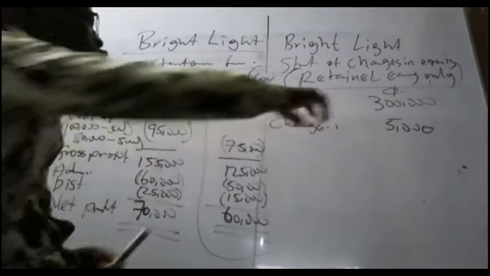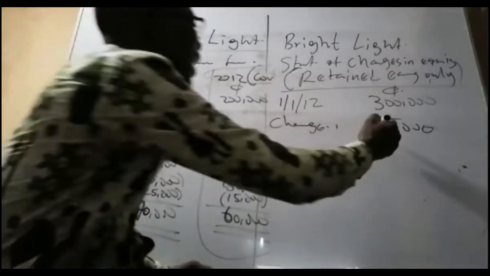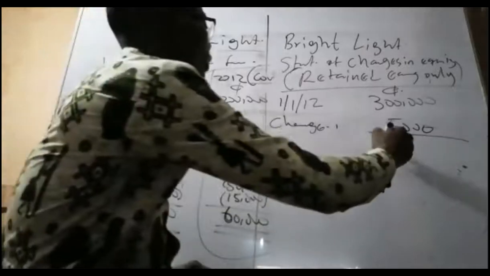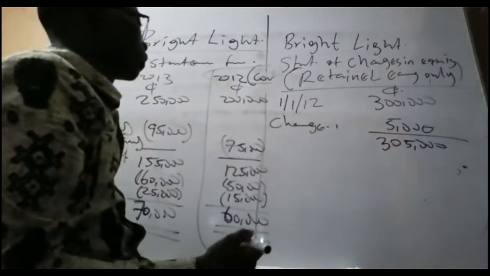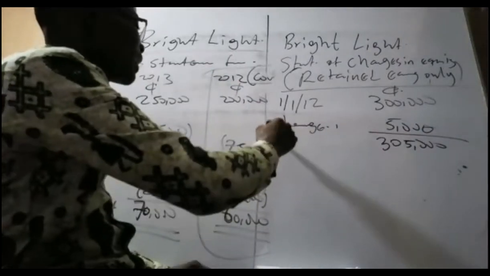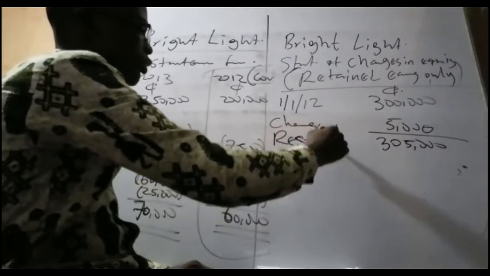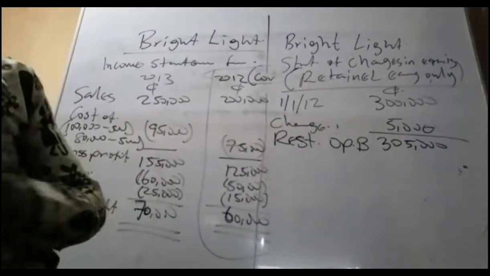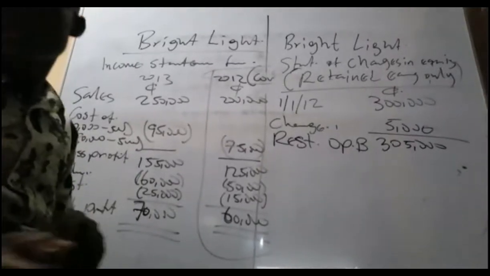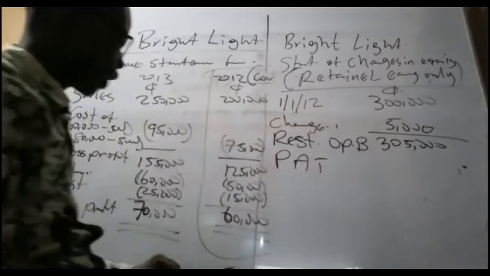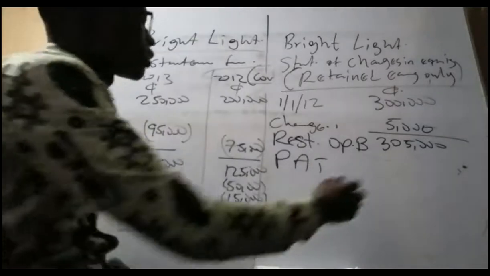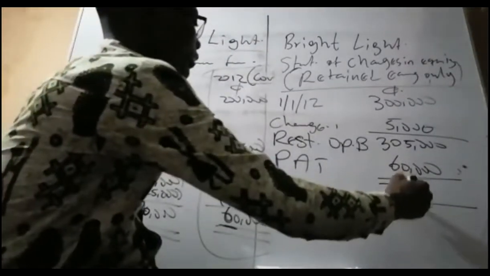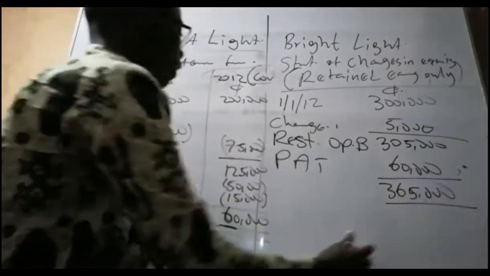So let's top up. This is cumulative profit. So the profit has been understated. So let's add. We are topping it up to offset the understatement. So again, 5,000. So therefore, this becomes what you call the restated open balance. We now add the right profit to it. So 2012, what's the profit after tax? The right one. What's the right profit? 2012 is 60,000. Let me add 60,000 to it. I get something like 365,000, right? And that is the closing balance.